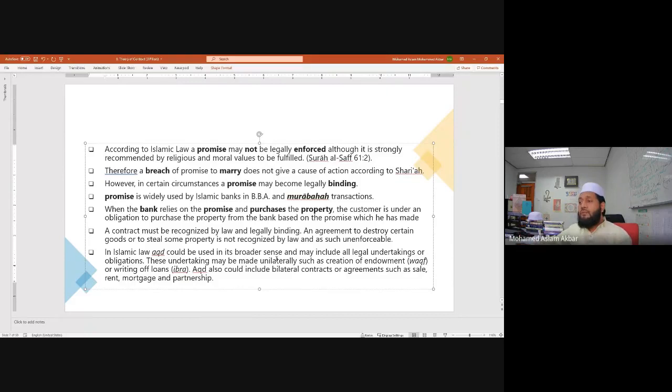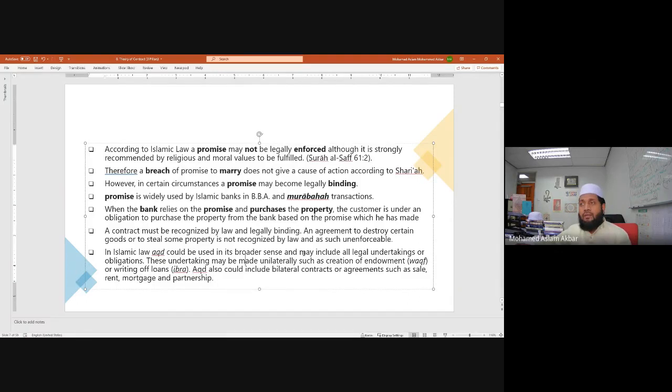Sometimes people do this waqf endowment. They say, okay, there is a property for me, I want to give this property to that company or that person or that madrasa or institute. So it's like an endowment. Or sometimes, writing off loans means that, for example, you have an educational loan and some institute or scholarship unit comes and says, okay, we are writing off your loan, so we are paying on your behalf. Or any other bilateral contract or agreement such as sale, rent, mortgage, and partnership. Everything comes under the Islamic law of aqd.